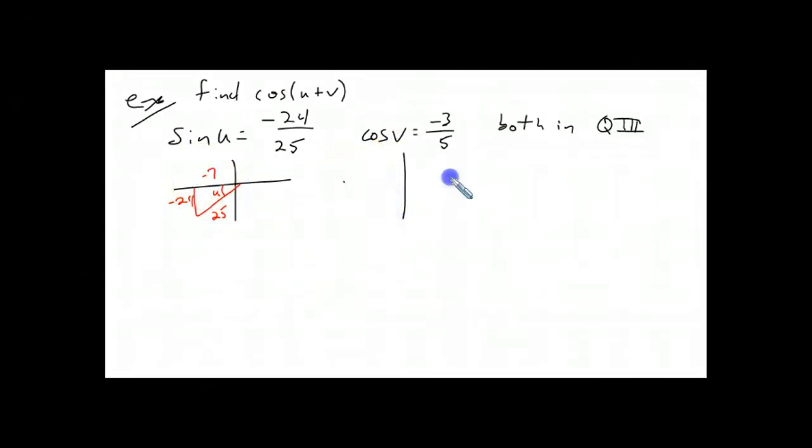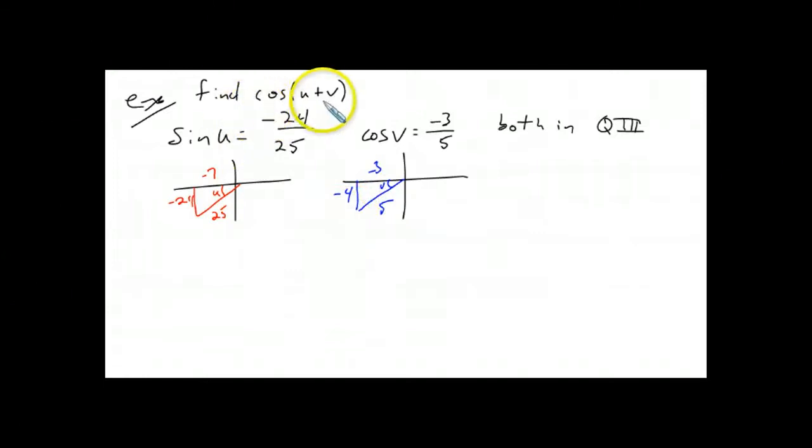For my v triangle, same thing. I'm going to draw a triangle in the third quadrant. v is my angle to the x-axis, so that angle right there. Cosine is adjacent over hypotenuse, so negative 3 and 5. By Pythagorean theorem, this will be 4, make it a negative since it goes down in the negative y direction.